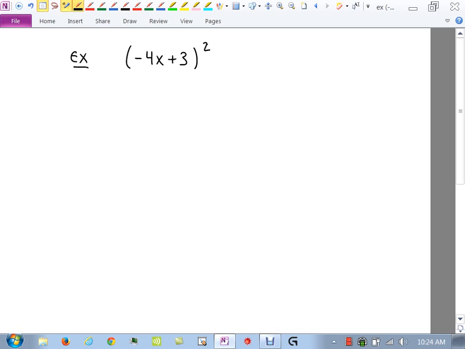What does squaring something mean? Multiplying it times itself, right? Remember, x squared meant x times x. So if I say everything in that parentheses squared, I mean everything in that parentheses times everything in that parentheses again, right? So it looks like this.